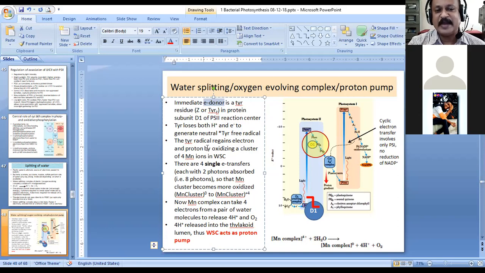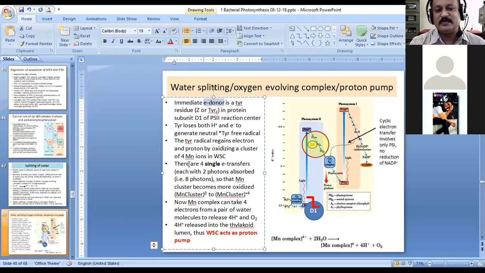Now this tyrosine radical, once it loses the electron, it can get that electron and the proton, both of them together, by oxidizing what is called the cluster of manganese ions. 4 manganese ions are there in the water splitting complex. So these 4 manganese ions get oxidized. That is to say, the electrons from these manganese ions will come out, and that will be taken up by the tyrosine residue.